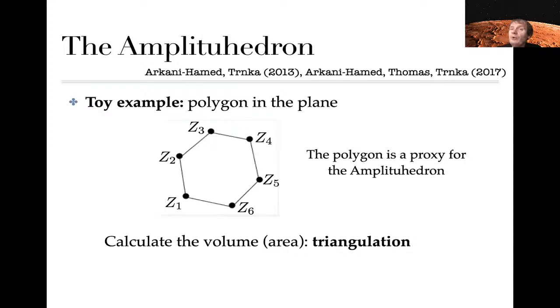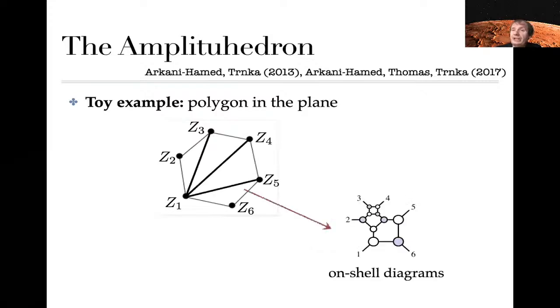Now, if you would like to evaluate the amplitude using this geometric method, we have to triangulate. For example, for some simplest amplitude-hedron, the geometric space is a polygon in the plane, and we have to break it into a set of triangles.